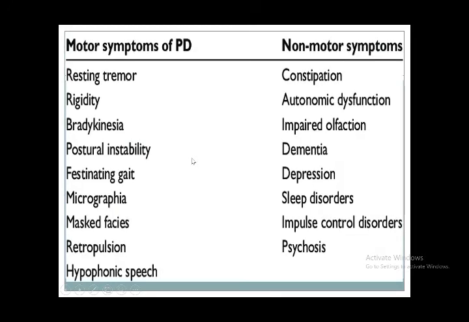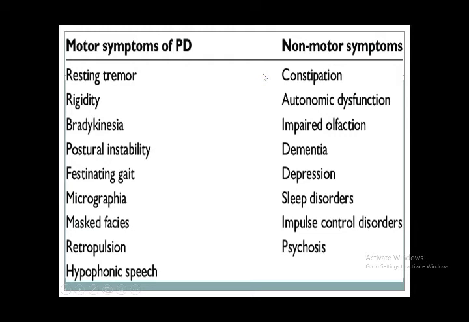What are the motor symptoms of Parkinson's disease and non-motor symptoms? Basically, they present with motor symptoms, but equally there are more important non-motor symptoms. The more important motor symptoms that are included in all Parkinsonian patients are basically the resting tremor, rigidity, bradykinesia, postural instability, festinating gait, micrographia, masked facies, retropulsion, and hypophonic speech.